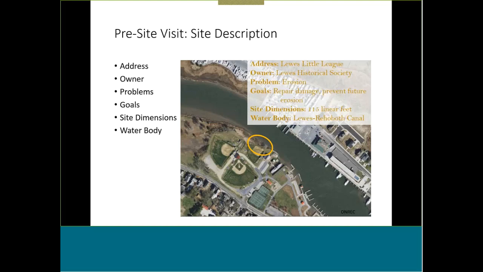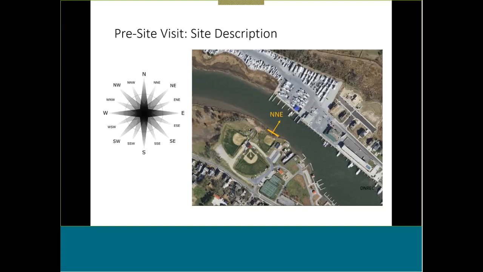Identifying the water body can be important in terms of identifying whether a site is saline or tidal. So it's just important to document that. The orientation of the shoreline, we like to recommend using a 16-point compass. Again, not the time to go out and send the survey crew necessarily. Being approximate is usually good enough.